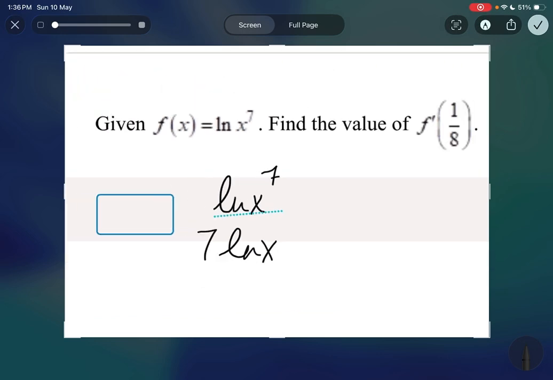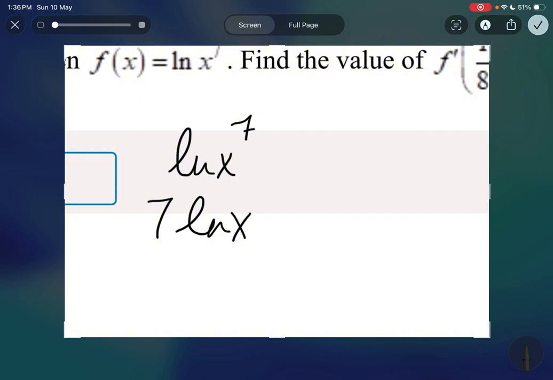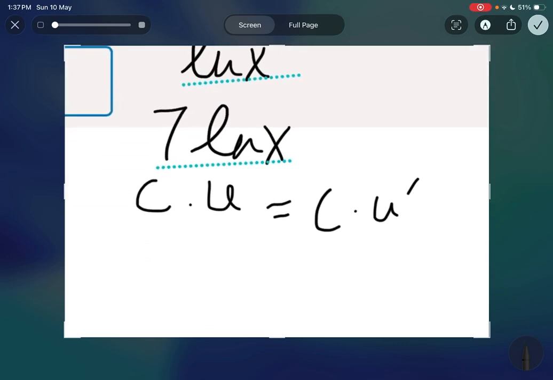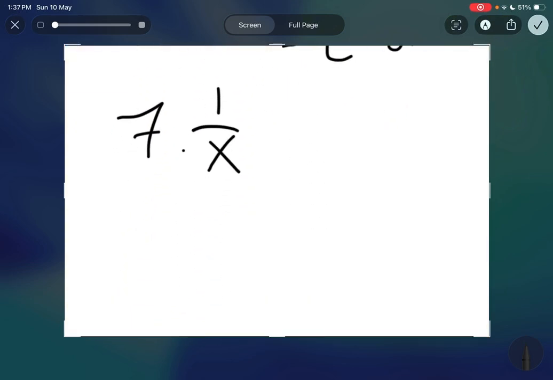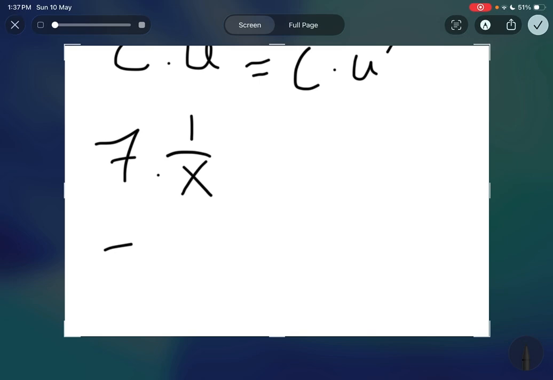And then here they want the derivative. So this is c times u, right? So it's c times u prime. The derivative of this is c times u prime. So c stays how it is, 7 times the derivative of ln x. Derivative of ln x is 1 over x. So 1 over x. And then here you can solve this. So it will be now 7 over x.